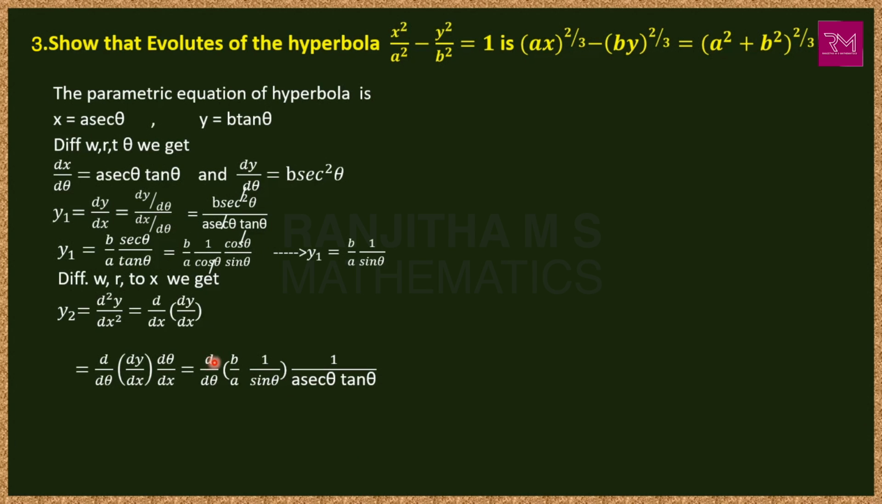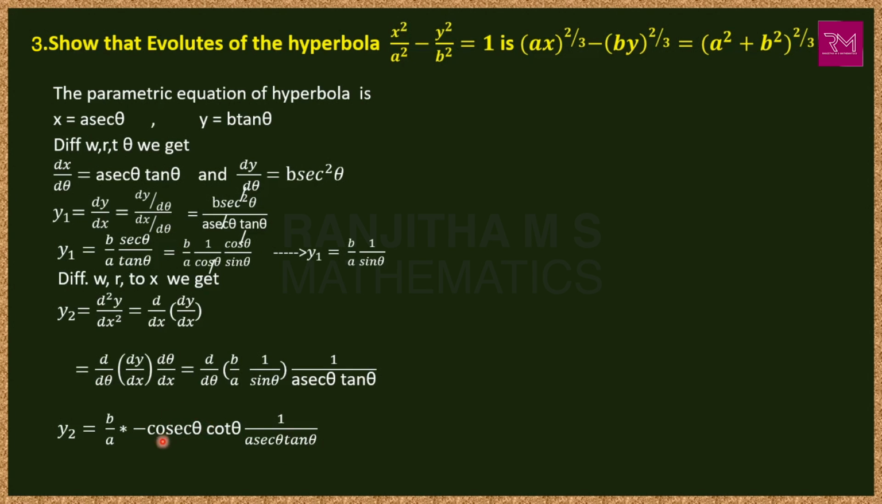In the next step, we have to differentiate the equation b by a into 1 by sin theta with respect to theta. We get y2 value as b by a into, before differentiating with respect to theta, 1 by sin theta is nothing but cosecant theta. We know that sin theta and cosecant theta both are reciprocal of each other. Hence, we can take the differentiation of cosecant theta is nothing but minus cosecant theta into cot theta into 1 by a into secant theta tan theta as it is.